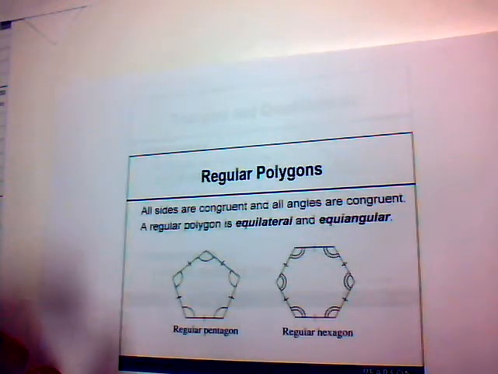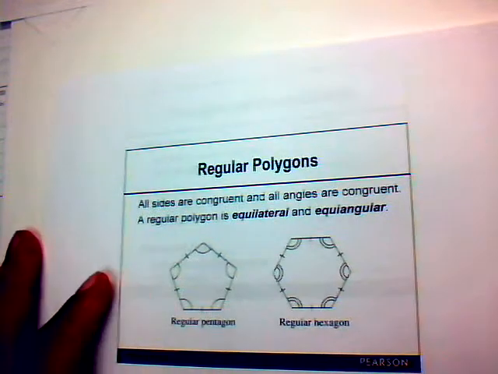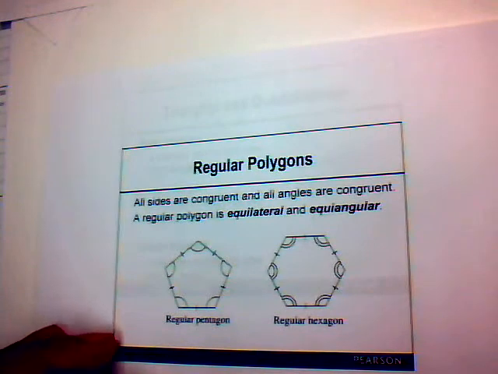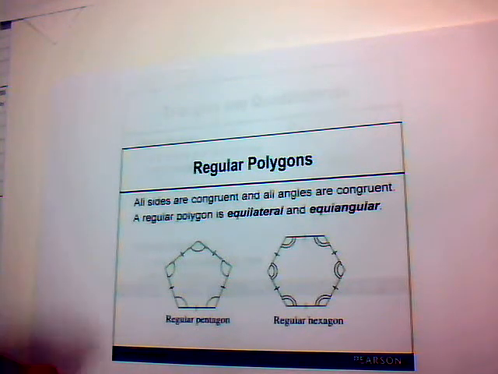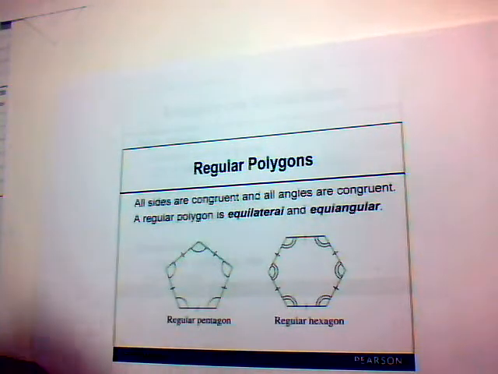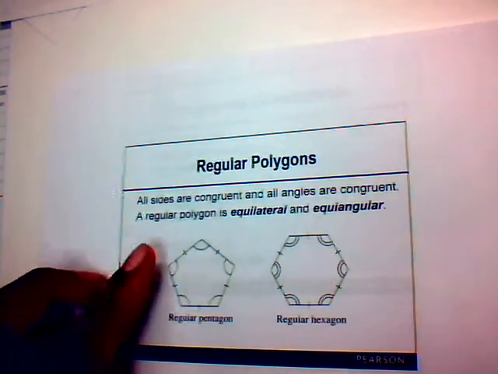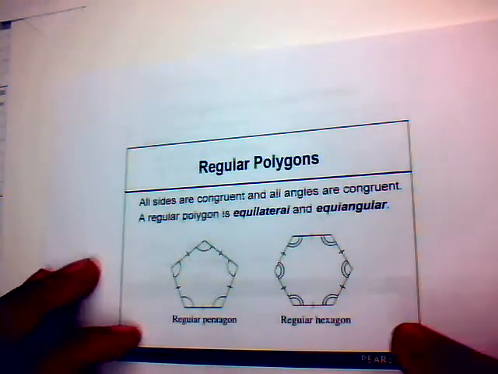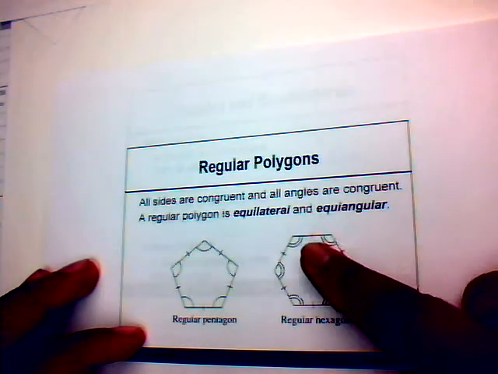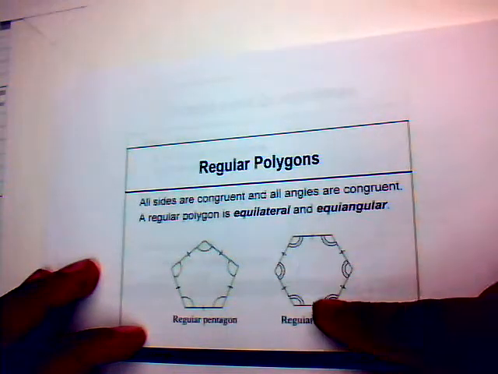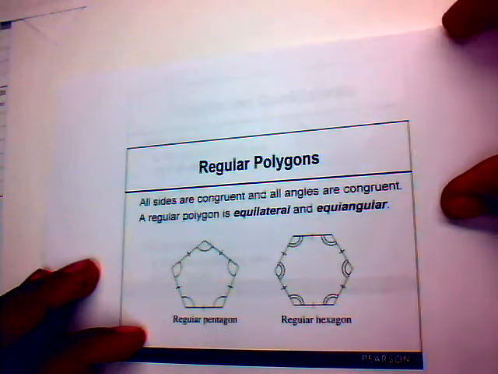Okay, next is regular polygons. All sides are congruent and all angles are congruent in a regular polygon. So a regular polygon is not only equilateral, it's also equiangular. Equiangular means that all the angles in that polygon are equal. Equilateral means that all the sides are equal. So here we have a regular pentagon and also a regular hexagon. Here all the angles are congruent and all the sides in that polygon are congruent.